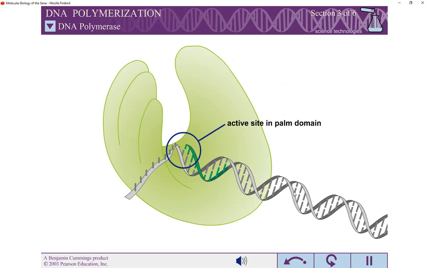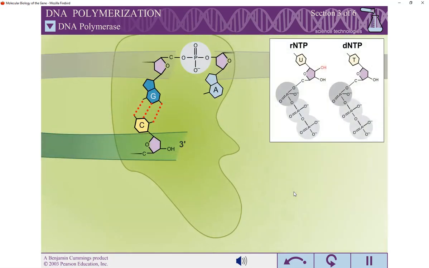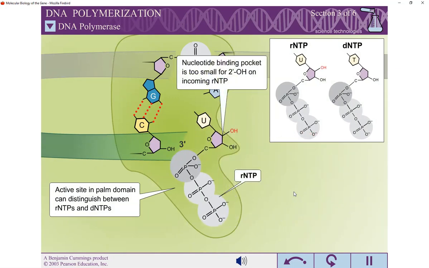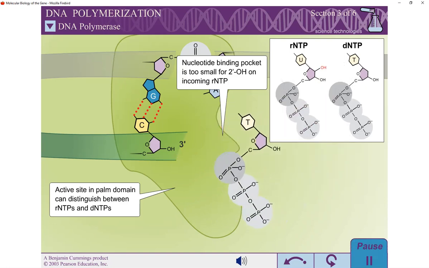The palm domain houses the active site for DNA synthesis. The active site of DNA polymerase is able to distinguish between rNTPs and dNTPs, even though rNTPs are present at approximately 10-fold higher concentration in the cell. The nucleotide binding pocket is too small to accommodate the presence of a 2' hydroxyl on the incoming nucleotide, allowing the polymerase to sterically exclude rNTPs.